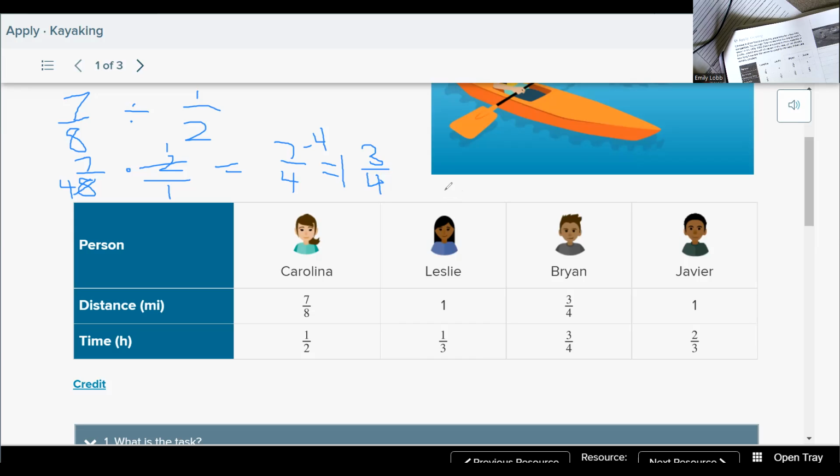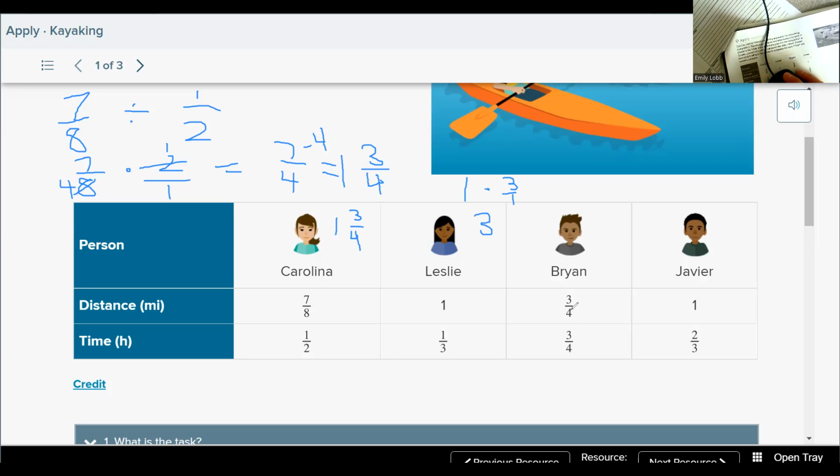Leslie, we have 1 divided by 1/3. 1 divided by 1/3 is really 1 times 3/1. 3/1 is really 1 times 3. So her rate is 3 miles per hour. We have 1 3/4 and 3. Who's going to win between Carolina and Leslie? Leslie, right? She's going almost twice as fast as Carolina. Good job, Leslie.